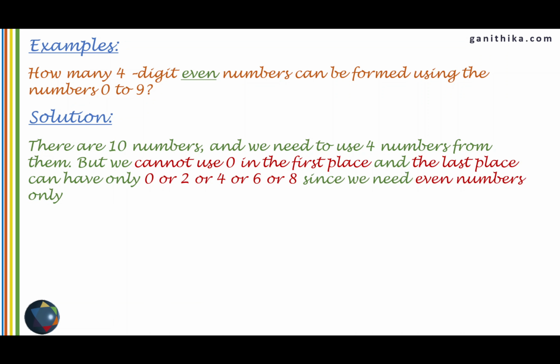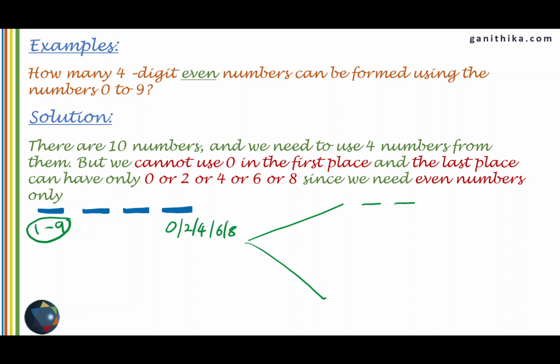The last number, which is the ones place, can have only 0 or 2 or 4 or 6 or 8 because we need even numbers. Therefore, the ones digit can only be an even number here. So we cannot have the remaining numbers 1, 3, 5, 7, 9 in this particular position. So if you have 4 digits, the first digit can only have the numbers 1 to 9, whereas the last digit can only have 0, 2, 4, 6 or 8.